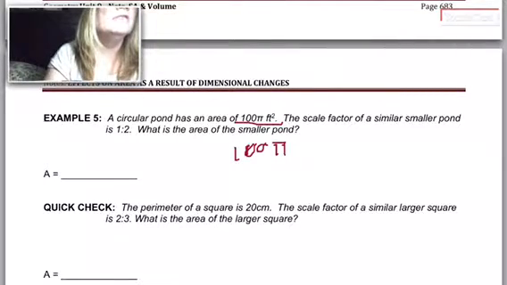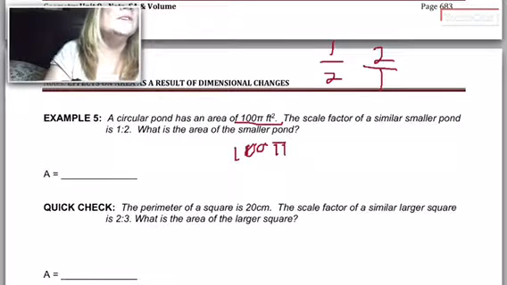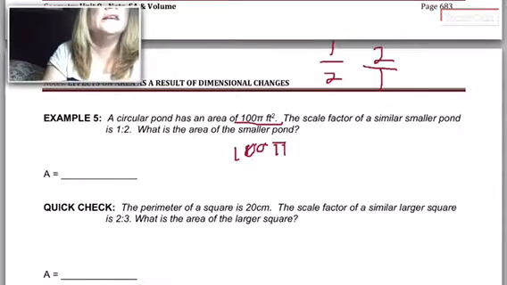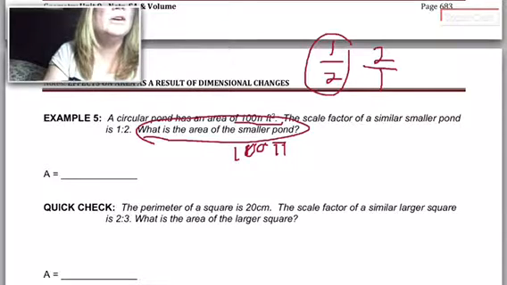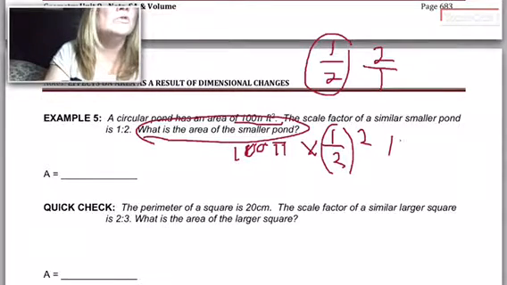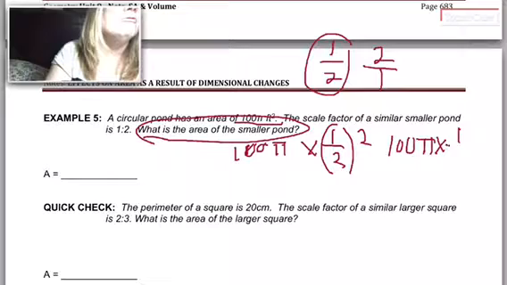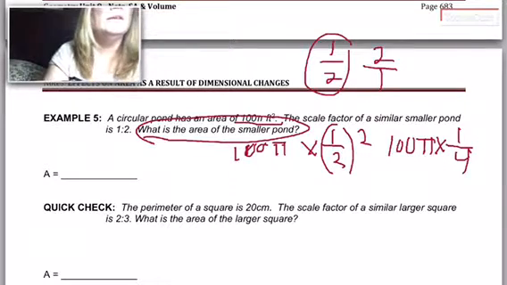okay? The scale factor of a similar polygon is 1 to 2. So that either means 1 over 2 or 2 over 1. Do we want it to get bigger or smaller? And it says, what is the area of the smaller pond? So that means we want it to get smaller, so we would have to use the 1/2. So we would take 100 pi and multiply by 1/2, and we're talking about area, so to the power of 2. So 100 pi times 1/4, and that would be 25 pi.